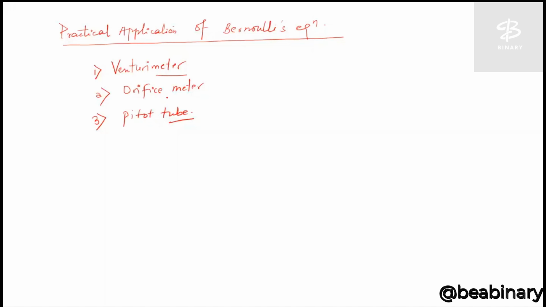Okay. So what is a Venturimeter? A Venturimeter is a device which is used for measuring the rate of flow of the fluid flowing through the pipe. Basically, it is a flow device used to measure the rate of flow when the fluid is flowing through the pipe.